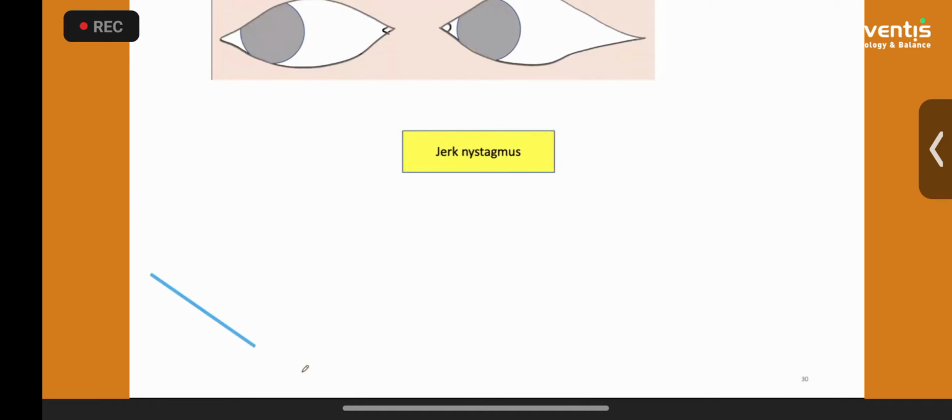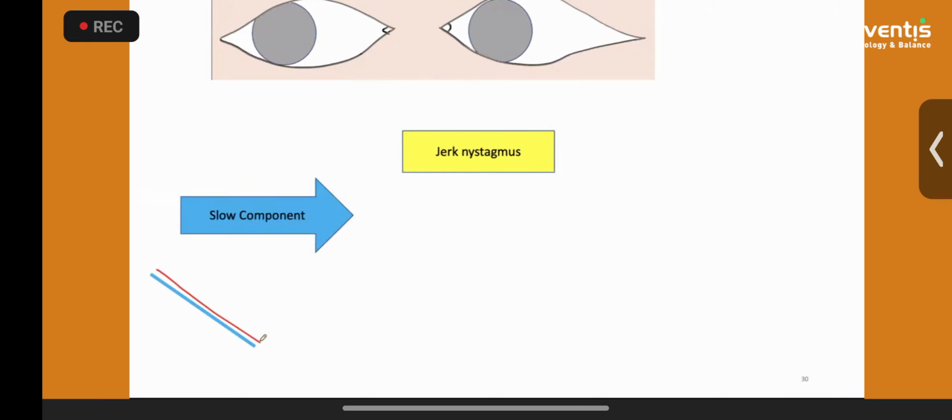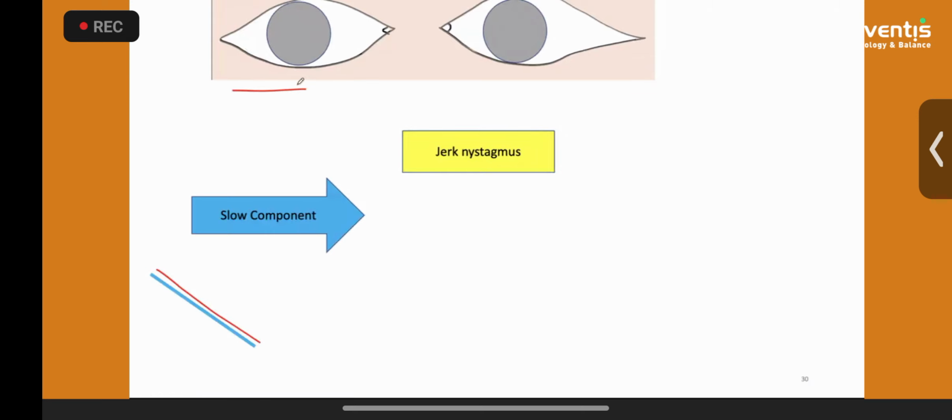So for example, jerk nystagmus. It begins with a slow phase. This is a slow phase of the nystagmus. Have you seen the slow component? The slow component was going towards, so this is the right and this is left. Okay. And this is right eye.